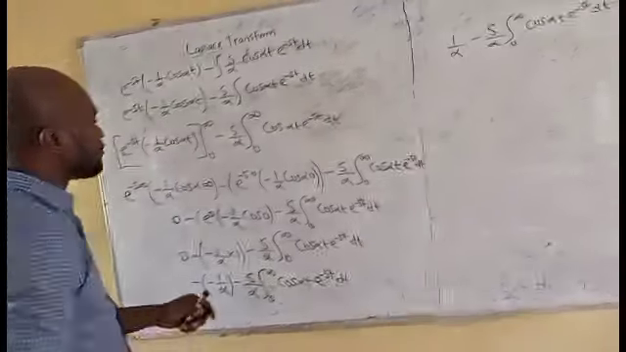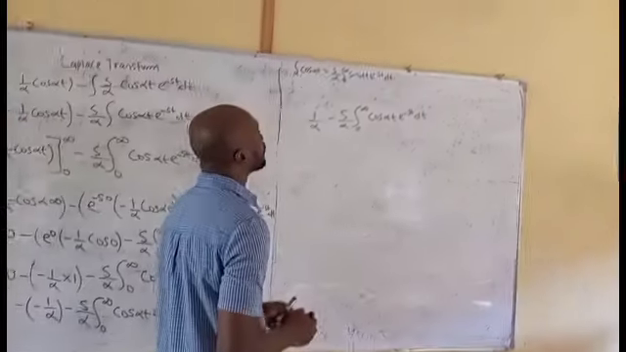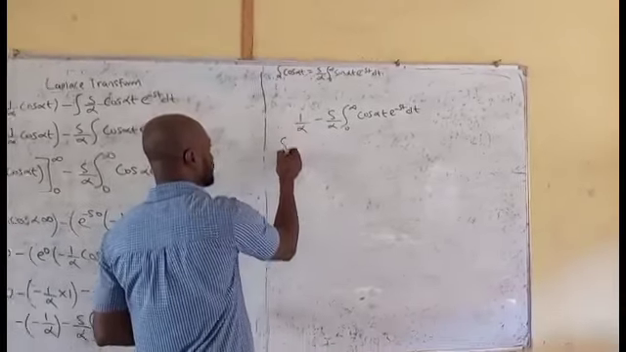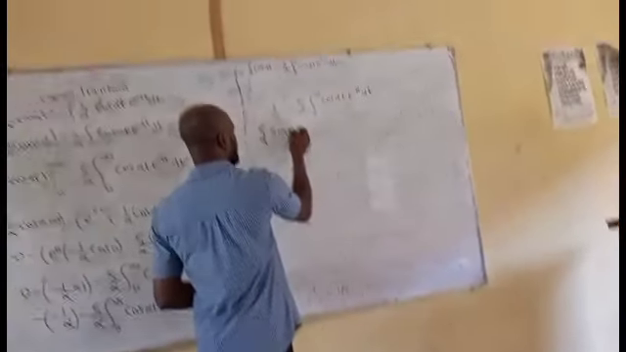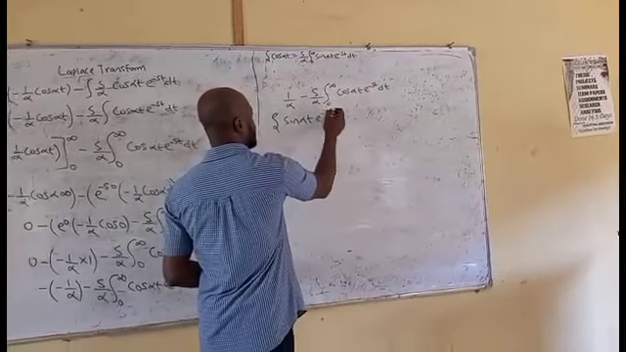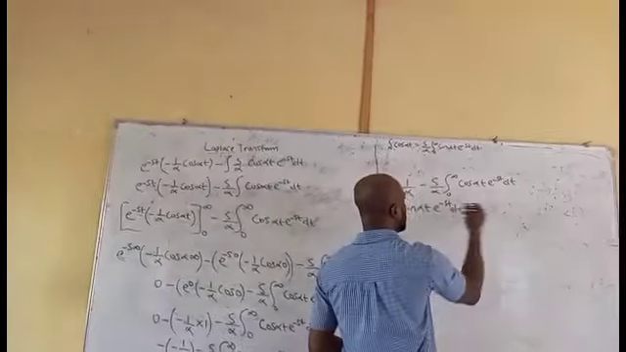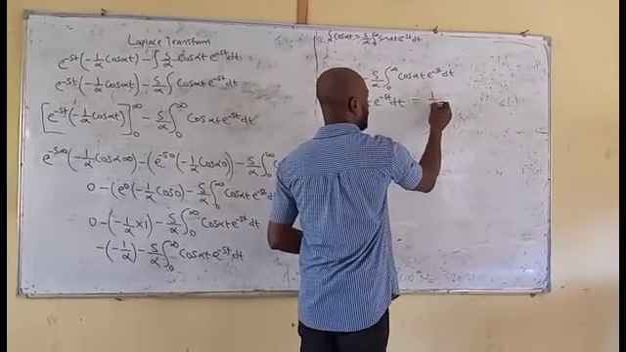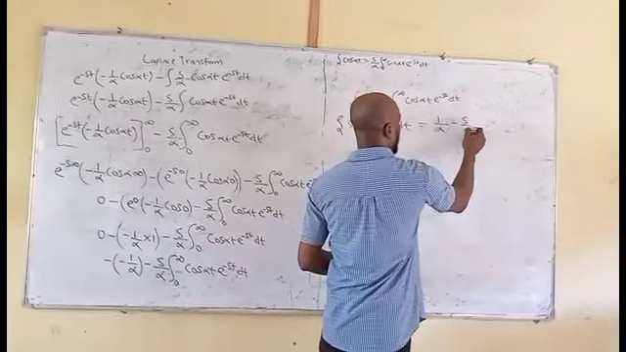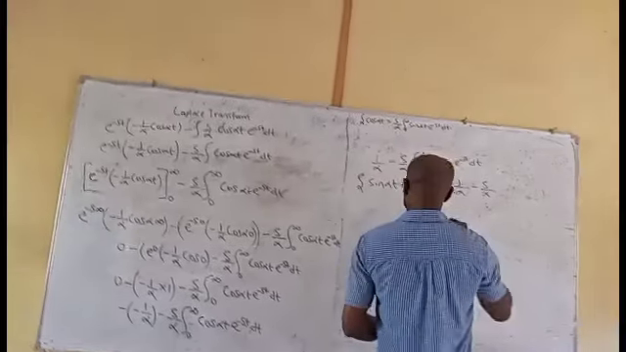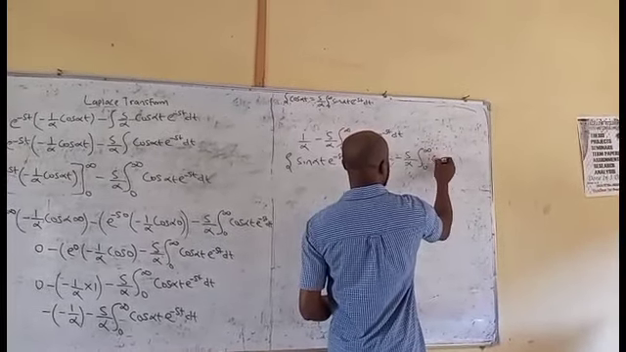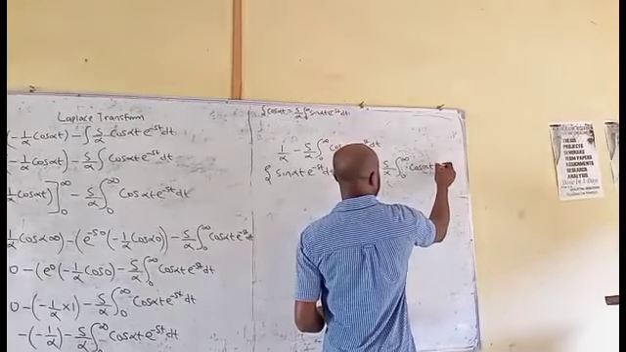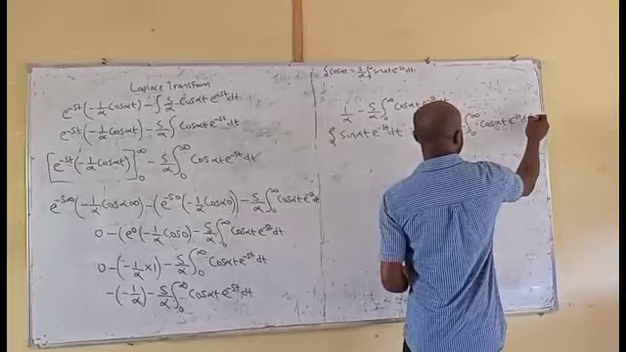What I just did is the Laplace transformation of sine alpha t multiplied by the exponential minus st dt, which will give you 1 over alpha minus x over alpha times the integral from 0 to infinity of cos alpha t exponential minus st dt.